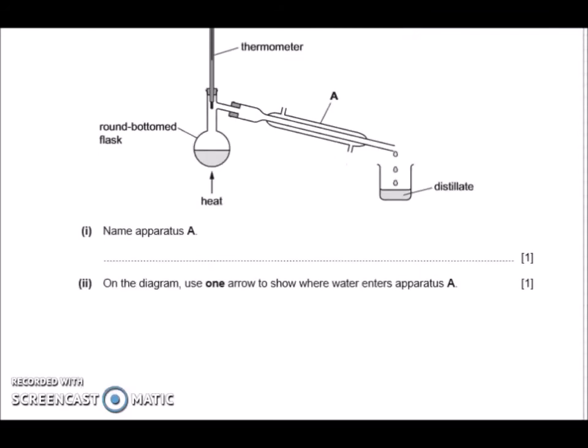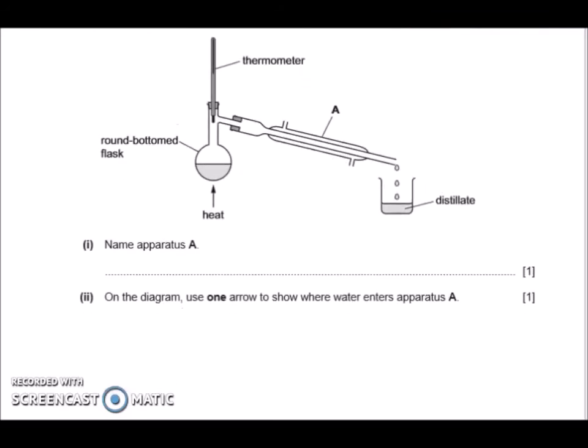Now we look further into the questions. Name the apparatus A. Apparatus A is called a Liebig condenser, because when they heat this substance, it changes into a hot vapor. Since there is no way out, it has to flow here. So here will be the water.